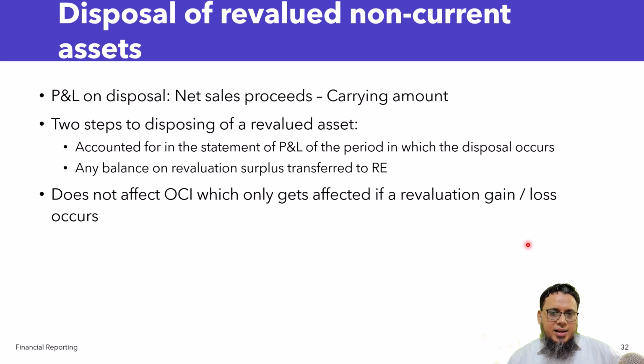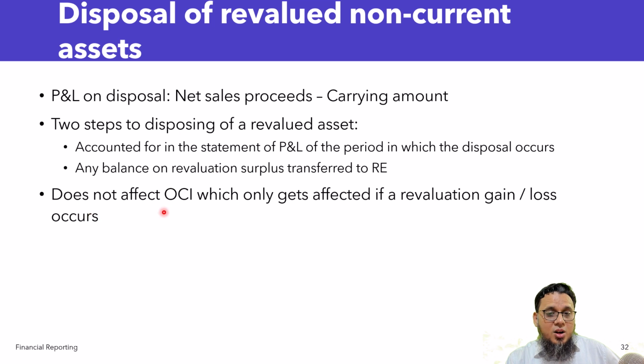Now finally, the disposal of revalued non-current assets. P&L on disposal is fairly simple. You have the net sales proceeds minus the carrying amount, and you get the profit or loss. There are two steps in disposing of a revalued asset: it is accounted for in the statement of P&L of the period in which the disposal occurs. No rocket science here. And any balance on revaluation surplus is then transferred to retained earnings.